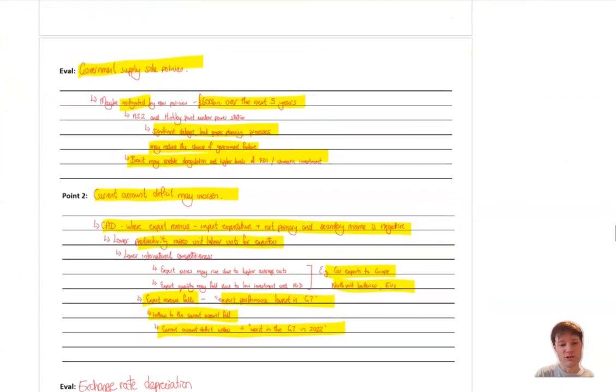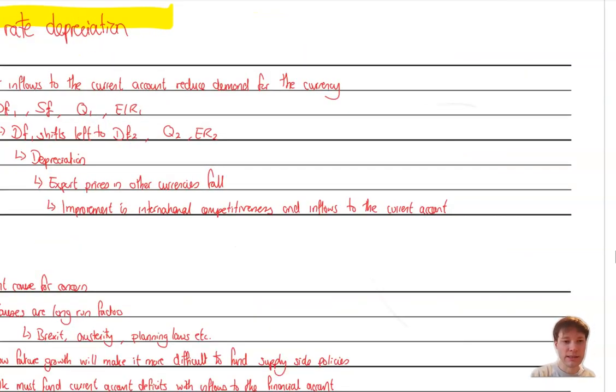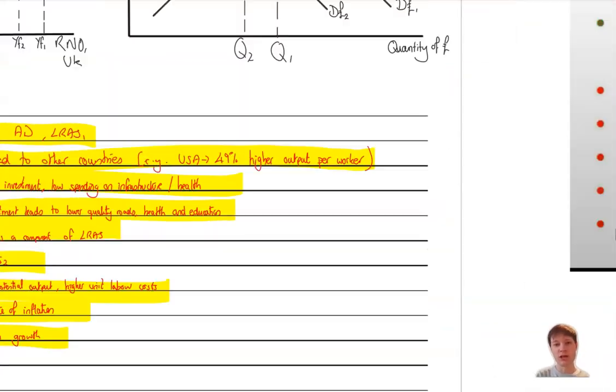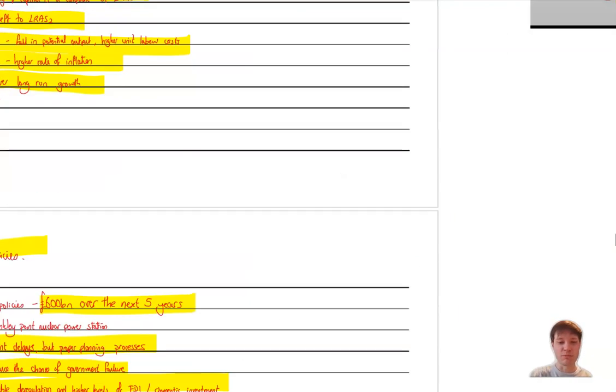Right, exchange rate depreciation. Think about how you can use that diagram. I'm doing something strange here, and that is using a diagram in evaluation. So think about how you could use that diagram to challenge what we have just said above. Okay, coming back. So we are using this diagram here. We're using an exchange rate diagram and a fall in the demand for the pound.